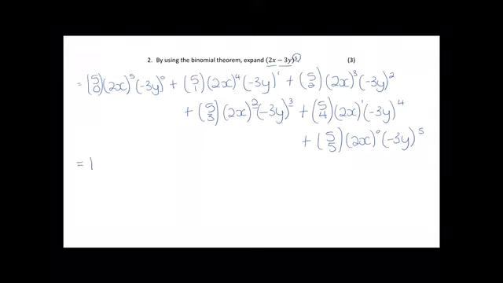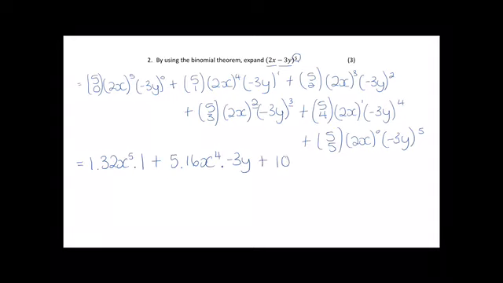5 choose 0 is 1. 2 to the power of 5, so 2 times 2 is 4, times 2 is 8, times 2 is 16, times 2 is 32. And it's x to the power of 5. Anything to the power of 0 is just 1. 5 choose 1 is 5. 2 to the power of 4 is 16. X to the power of 4 times by negative 3y. So when I've got a power of just 1 there, it just sees itself.